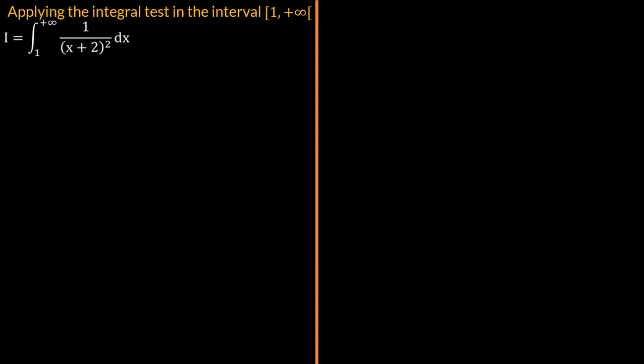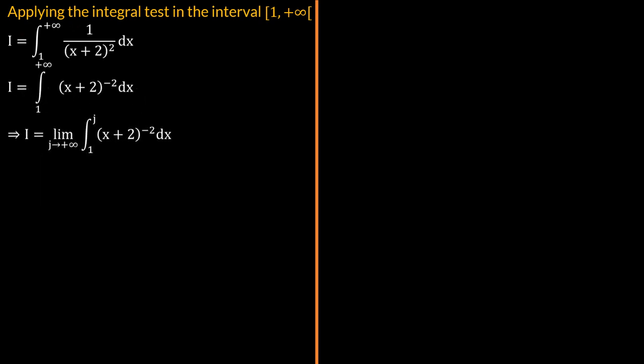So applying the integral test on the interval 1 right up to positive infinity, if we define I to be the integral from 1 right up to positive infinity of 1 divided by (x plus 2) all squared dx, then one can say that I is the integral from 1 to positive infinity of (x plus 2) raised to the minus 2 dx. And this we can define as a limit.